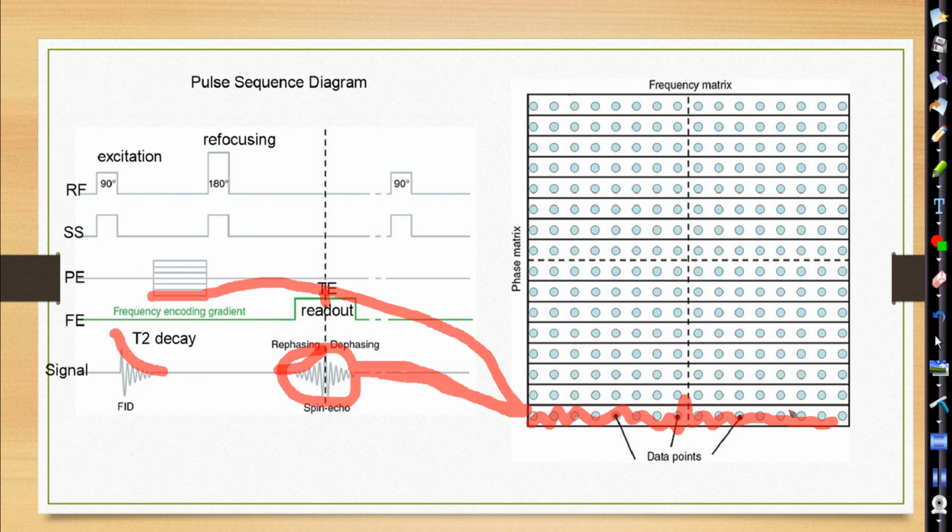So if you have more data points, do you think we have a large field of view or a small field of view? Large field. More data points, large field of view. Small amount of data points, smaller field of view. Good. All right, so we'll stop right there, and we'll pick that up next time.